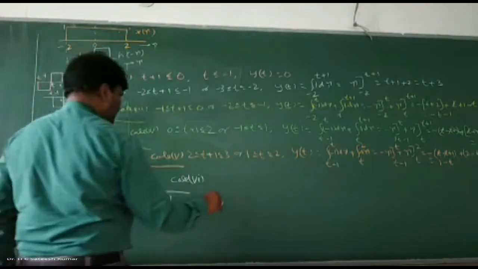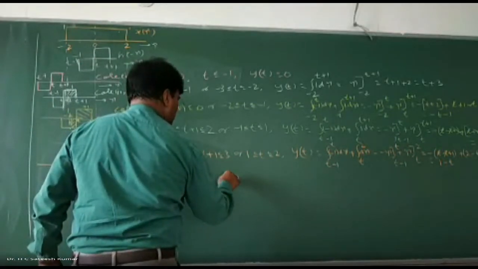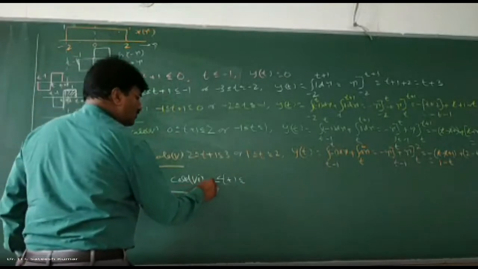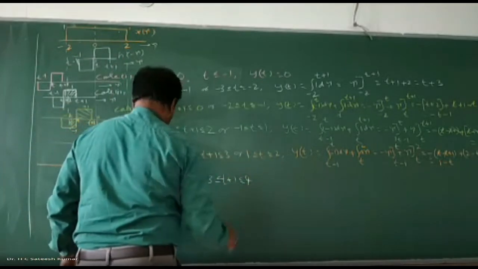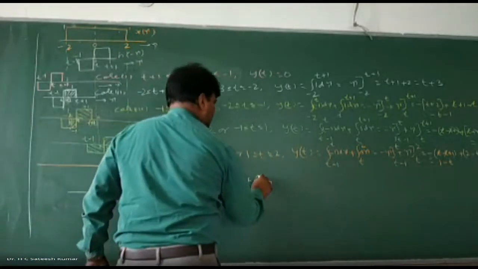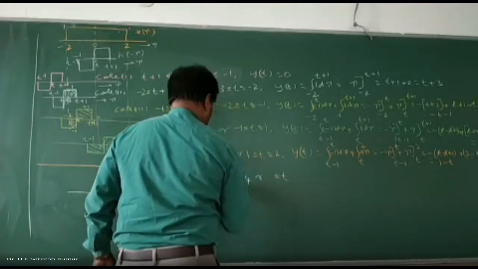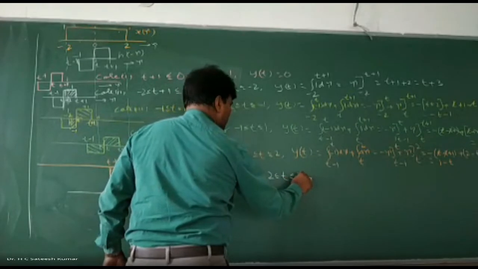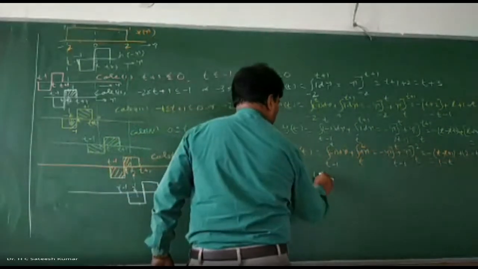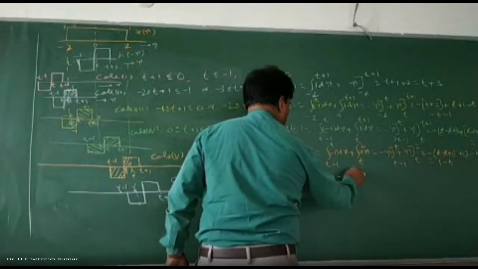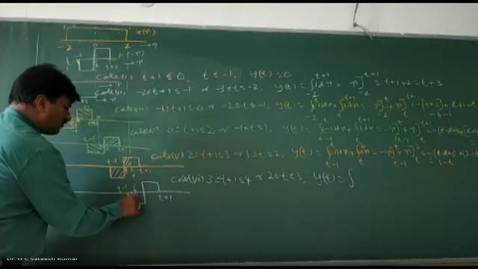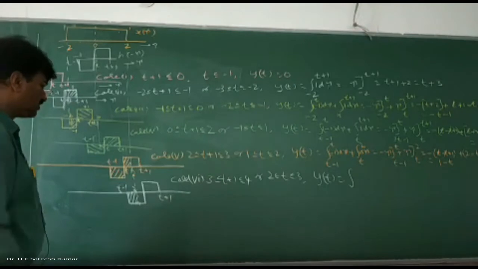T plus 1 lies between... up to 3 it has moved, further 3 to 4, right? Or t lies between 3 minus 1 to 4 minus 1, which is 3. Y of t is equal to the integration from where to where? Only this much portion is there, only the negative portion is there. So therefore, what will you get?